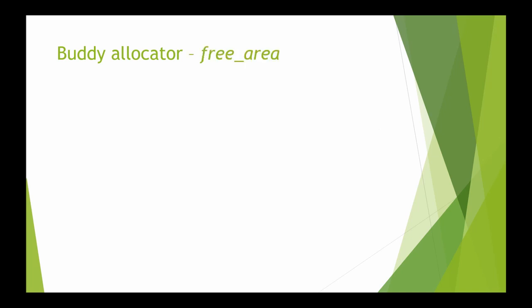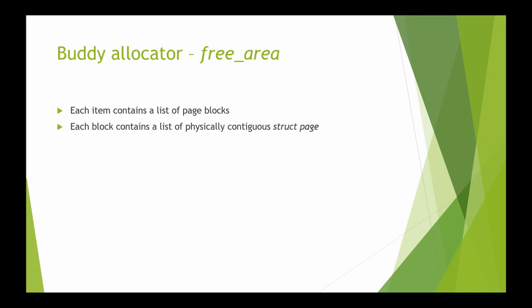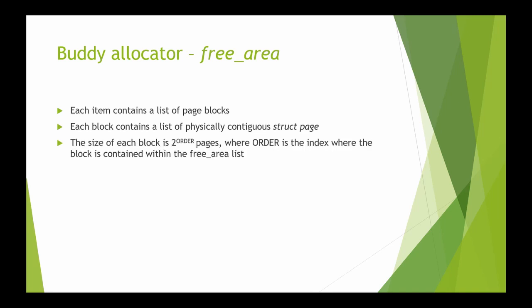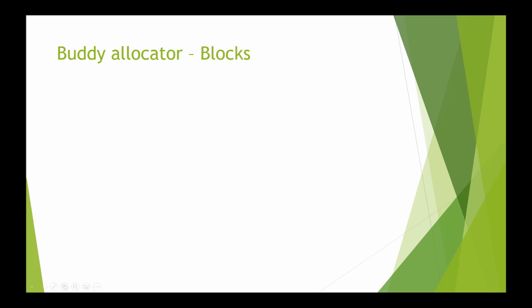To understand the buddy allocator, we'll begin by talking about the free area list. In the free area list, each item contains a list of page blocks. Each block itself contains a list of physically contiguous struct pages. The size of each block is 2 to the power of order pages, where order is the index where the block is contained within the free area list. Now let's talk about the blocks. Each block contains a list of physically contiguous struct page, size 2 to the power of order, as mentioned before.